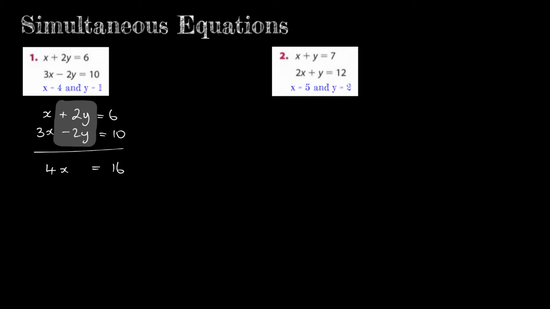If I know that 4x equals 16, to find out what 1x is, I divide both sides by 4. And if I divide the left hand side by 4, I'd be left with 1x. But because it's an equation, I have to divide the right hand side by 4. And that would leave me with x equals 4. That's my first answer. So I know what x is equal to. I now need to go back and find y. So now find y.